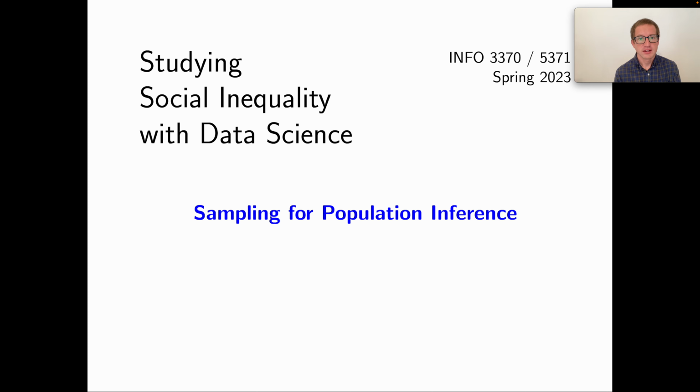Today we're talking about sampling for population inference. Often when we make a claim about inequality, we're making a claim about a population, some set of units in a country in a particular time period. And in order to make a credible claim about a population, it's super important that we think very carefully about how we draw a sample of people from that population. So that's going to be our topic today.